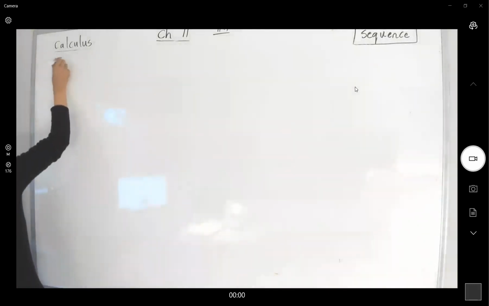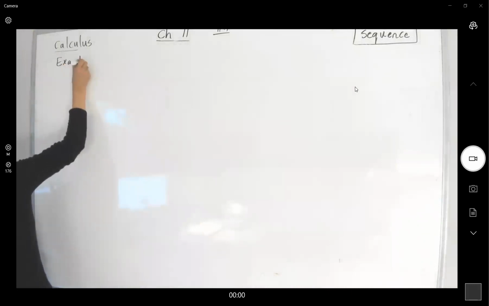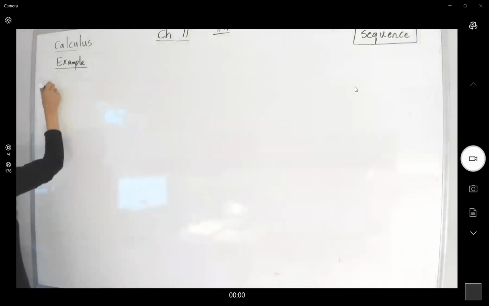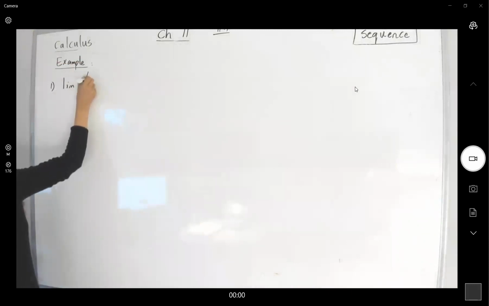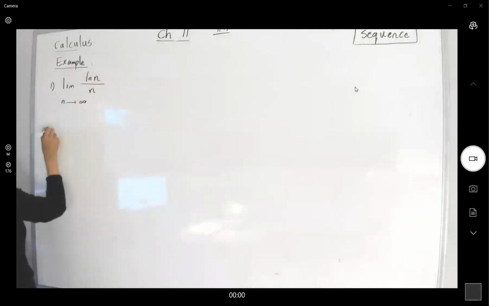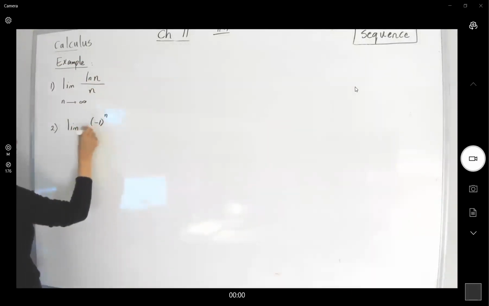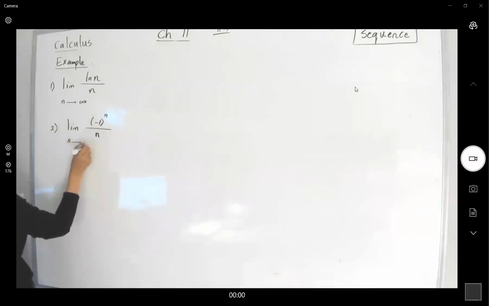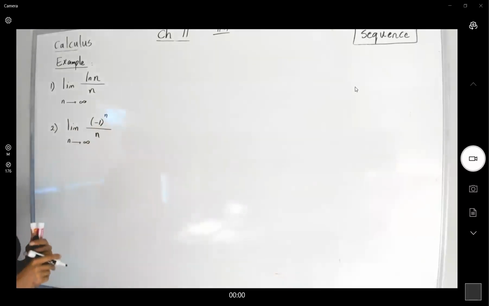Examples. The first one, what's the limit of ln of n divided by n while n approaches infinity? Second, what's the limit of (-1) to the power n divided by n while n approaches infinity?